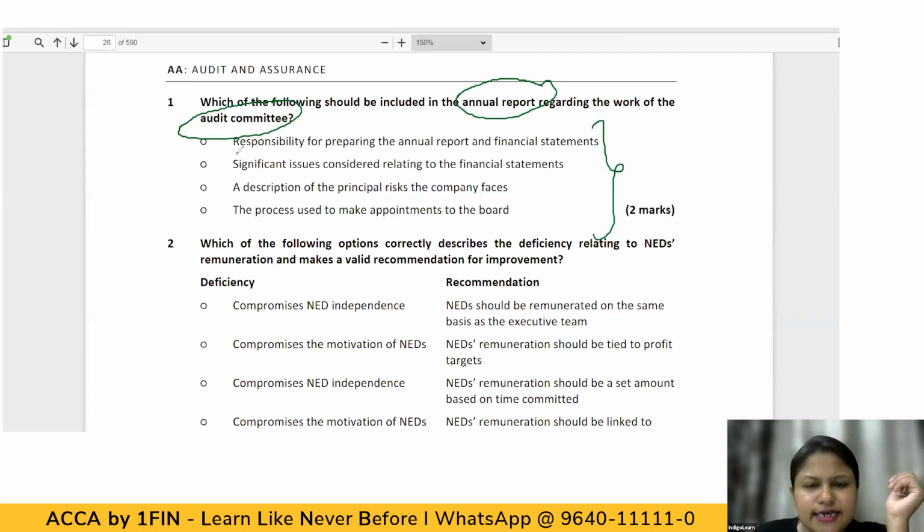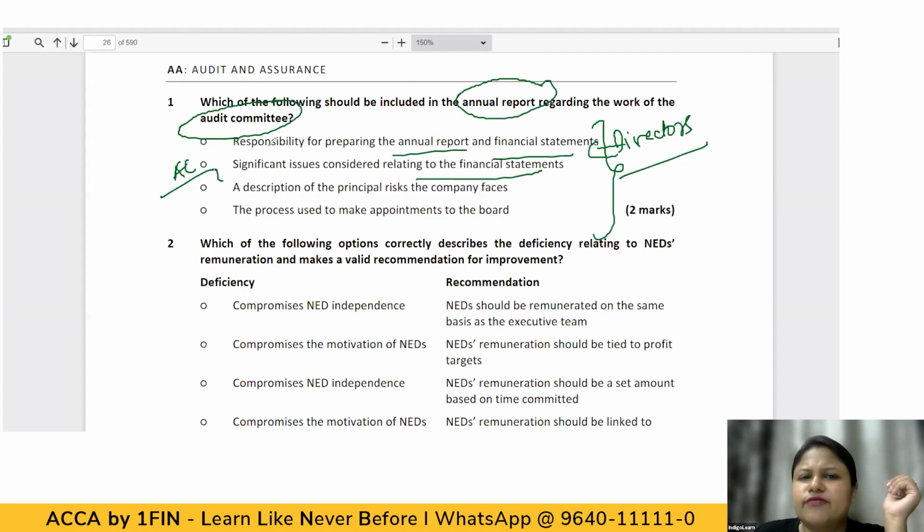So if you look at it, let us see: responsibility for preparing the annual report and financial statements. This is not the audit committee's responsibility, it is the directors' responsibility. Obviously, it comes in the annual report, but it is the directors who will write it. Significant issues considered relating to the financial statements: obviously correct, the audit committee's reporting will have significant issues. Then description of the principal risks that the company faces: the board of directors will talk about it.